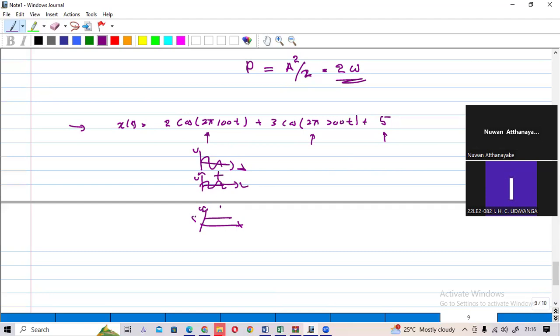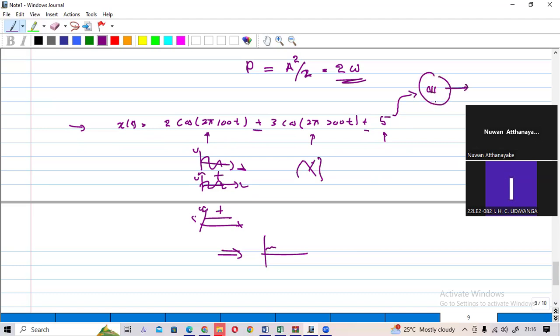To get the resultant waveform, you have to add, because all signals are added. Then you can draw the signal. So that is very hard. Definitely for the exam, you will not get this kind of question to draw the waveform of this signal. You can send this signal to an oscilloscope.